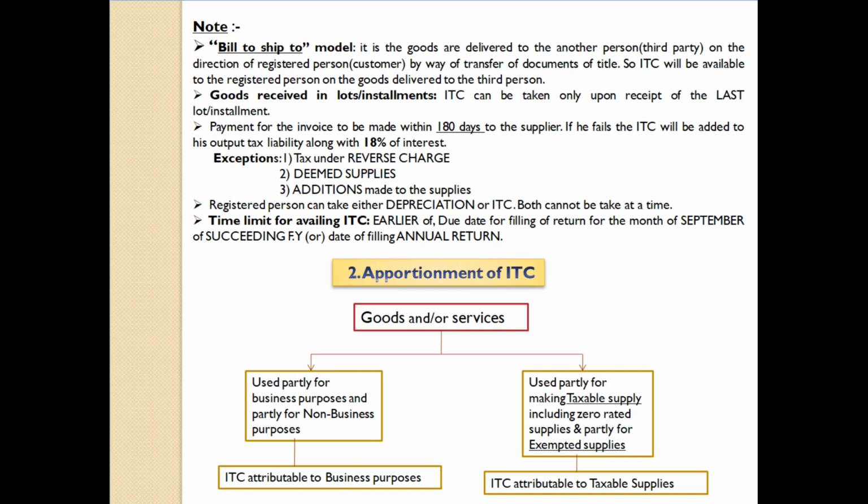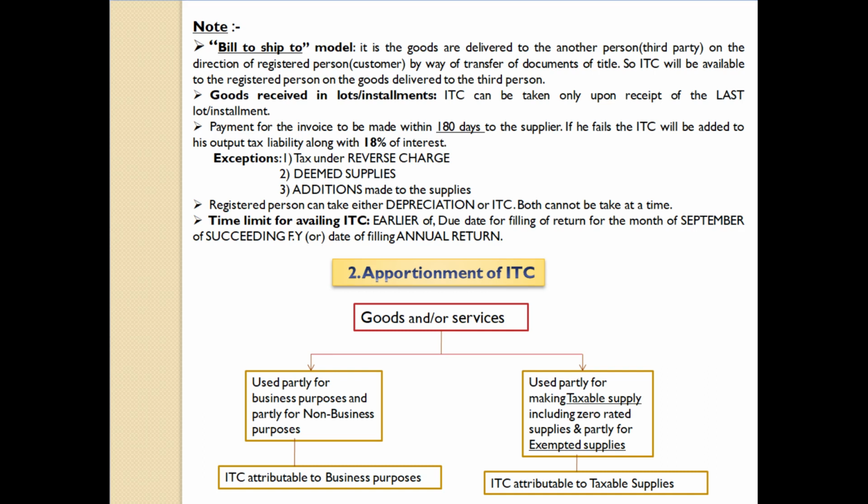And the second point is in case of goods received in lots or installments, ITC can be availed only on the last lot or installment. And the third point is the registered person must pay the value of goods or services along with the tax to the supplier within 180 days from the date of issue of invoice. In case of his failure to do so, the amount should be added to the output tax liability along with interest at the rate of 18% from availing ITC until he pays.